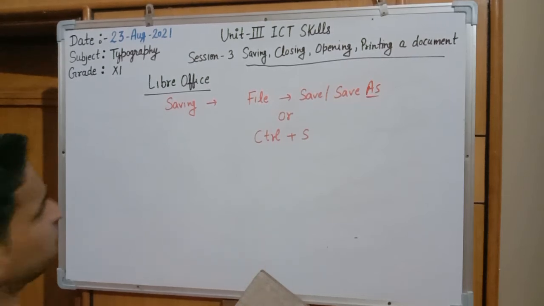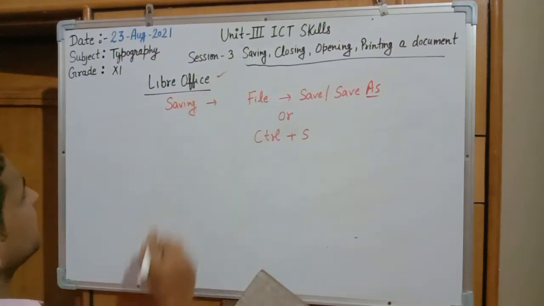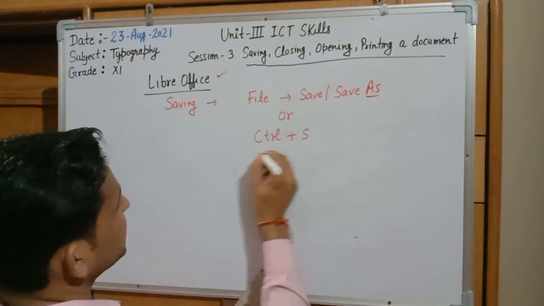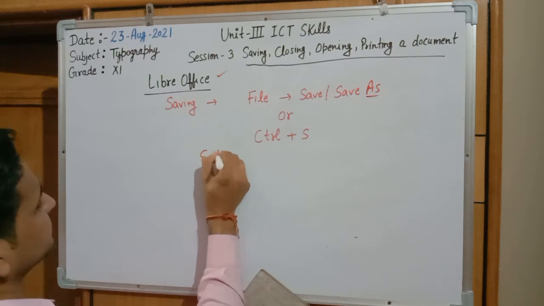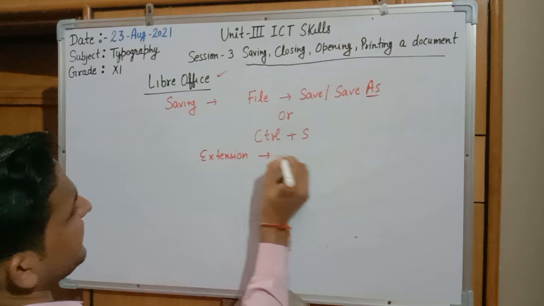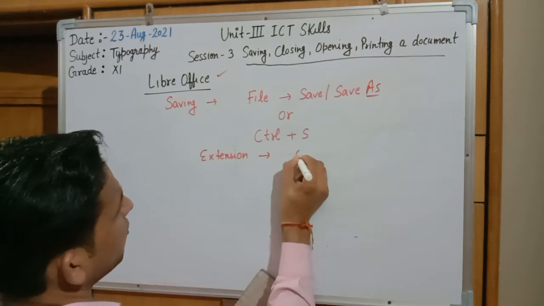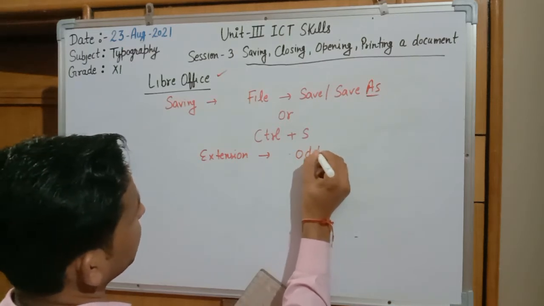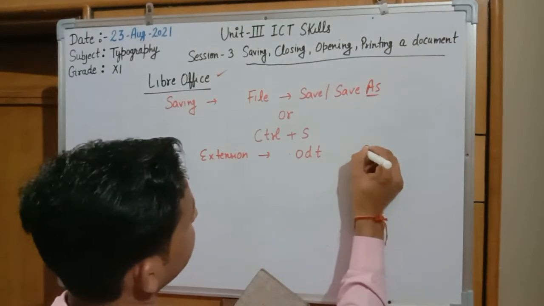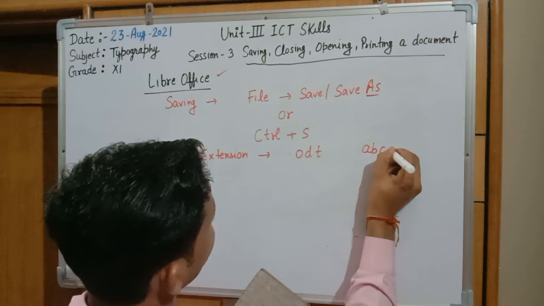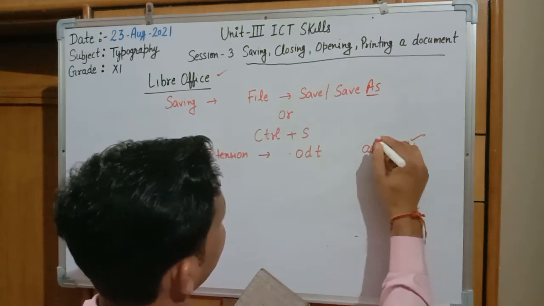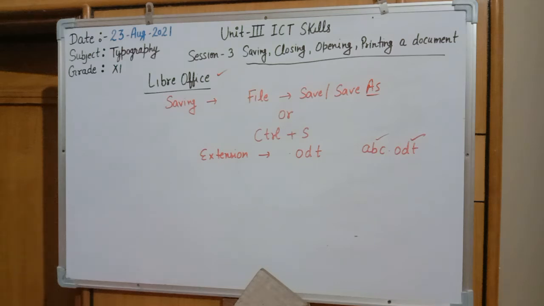Now the important point: whenever we use LibreOffice software, what is the extension of the file? The file extension will be .odt. So if I am saving the document with the name ABC, then the document will be saved as abc.odt. ODT is the extension and ABC is the name of the file.